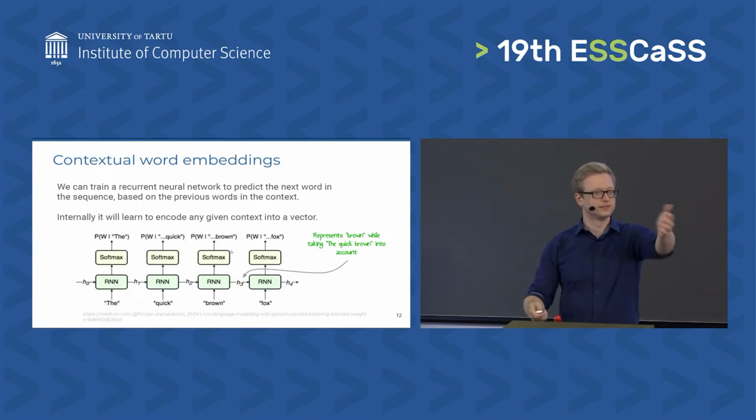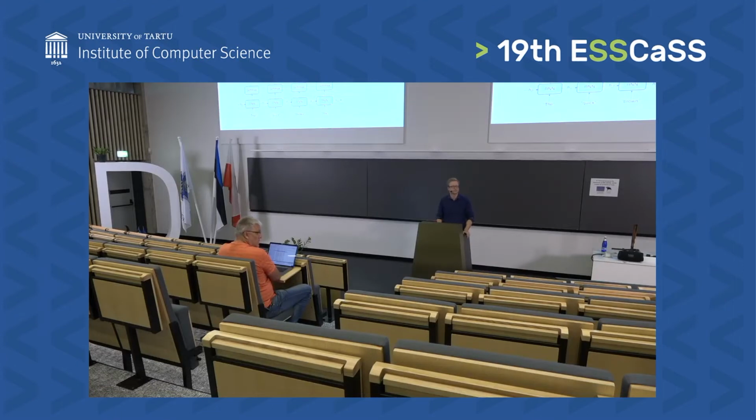Sorry. Yeah, go ahead. How can we know how much this, let's say, H3 is capturing word meaning or the representation of the word brown, and how much is actually the whole text before it?